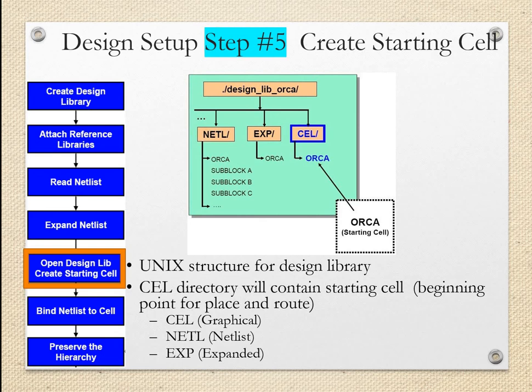As discussed earlier, the library cell should have all this information: the interconnections, meaning the netlist, then the graphical, meaning the actual physical layout of the cell, and the expanded, meaning the detailed view of the cell, and then how it is interconnected to different libraries.